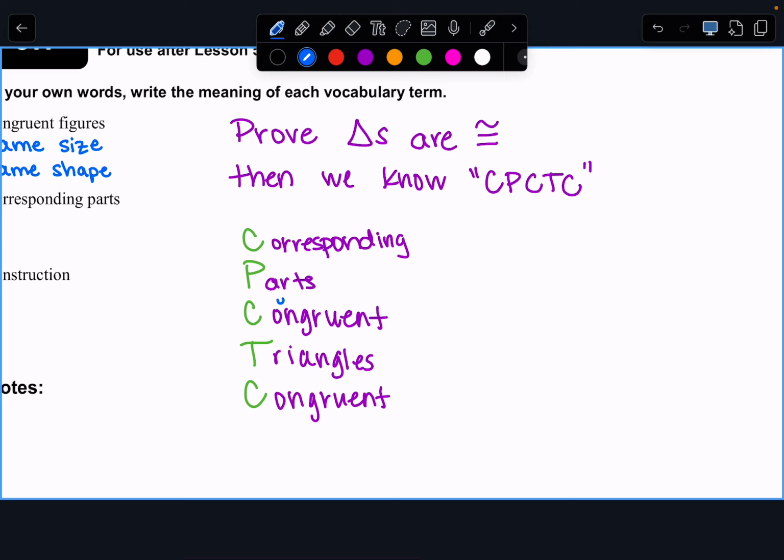Corresponding parts of congruent triangles are congruent. You need to know what CPCTC means because you're going to have to write it in your proof. I just told you you need to be able to write CPCTC in your proof. But if you don't know what CPCTC stands for, how are you going to use it?